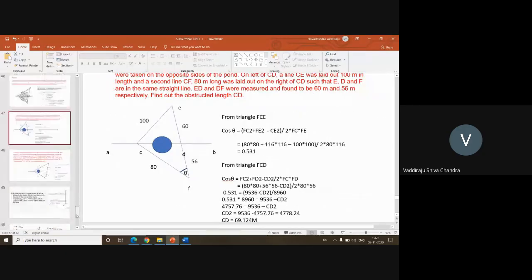So this is how you need to draw the diagram. You need to convert the given data in the question into diagram format. Then you need to use your cosine rules or any trigonometric rules or the Pythagoras theorem and determine the value. So I'll give you one simple question now. You need to solve that and tell me the answer.